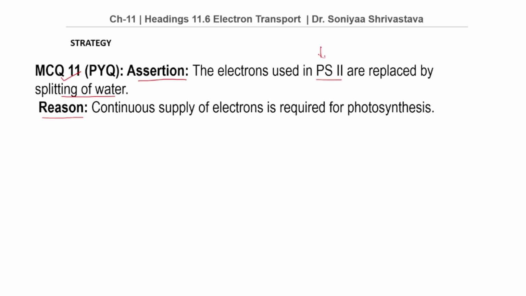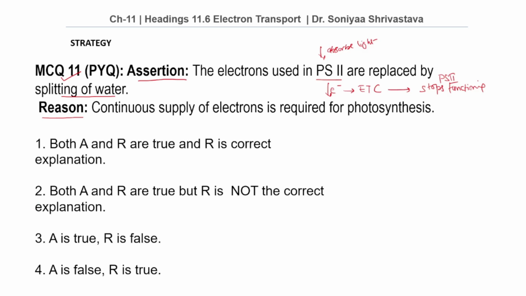Student, every time PS2 absorbs light, it loses excited electrons to the electron transport chain. And if those electrons are not replaced, then PS2 would quickly run out of electrons and stop functioning. So, where does PS2 get a fresh supply? Before coming to the options, let's test our assertion and reason.